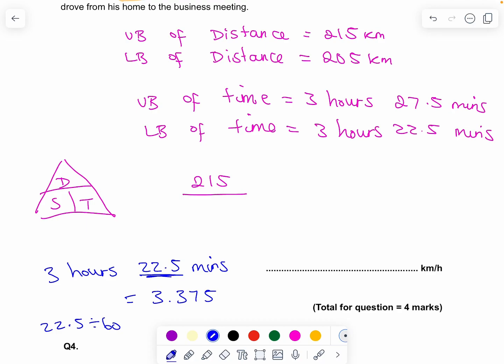So now I know that I need to do 215 divided by 3.375. And that gives me 63.7 kilometres per hour.